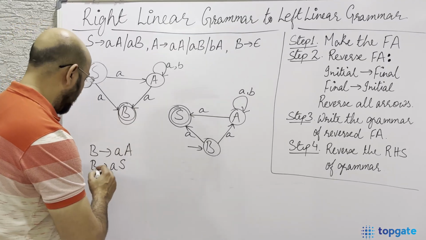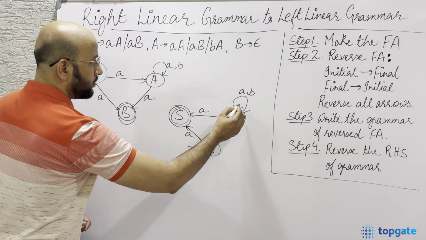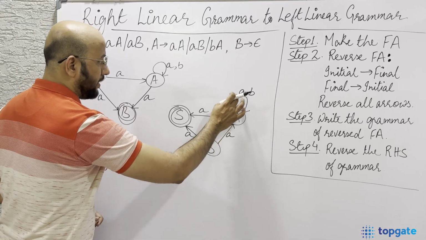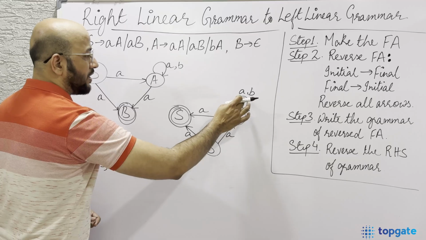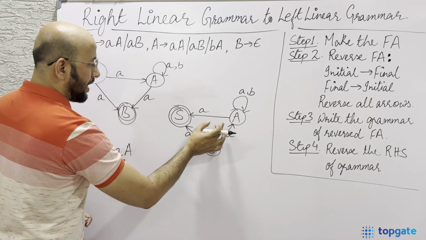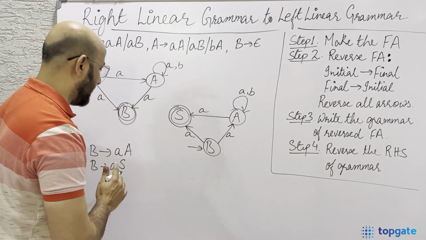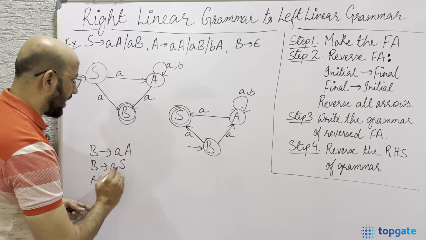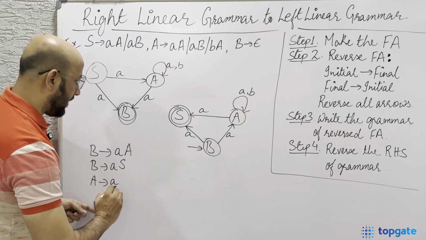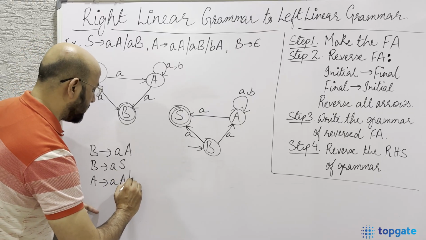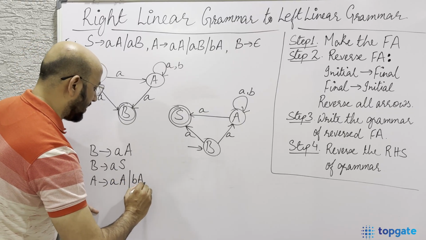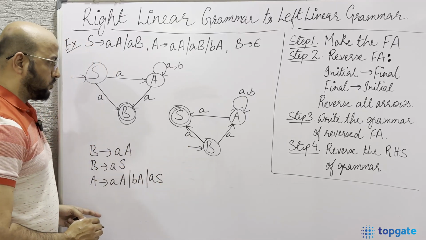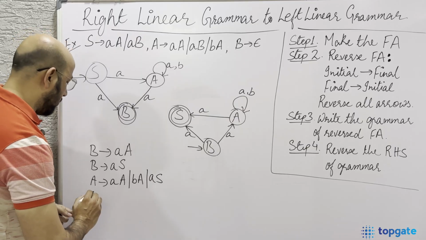So now let's move on to the A. So for A, you can see we have three outgoing edges. That means if you apply input alphabet A on A, you'll move on to A. If you apply input alphabet B, you'll move on to A. If you apply input alphabet A, you'll move on to S. So I'll just write the production rules for A. First of all, if you apply A, you'll move on to A. Second one is if you apply B, you'll move on to A again. Third one is if you apply A, you'll move on to S. So this is complete now, and then we'll move on to the S.